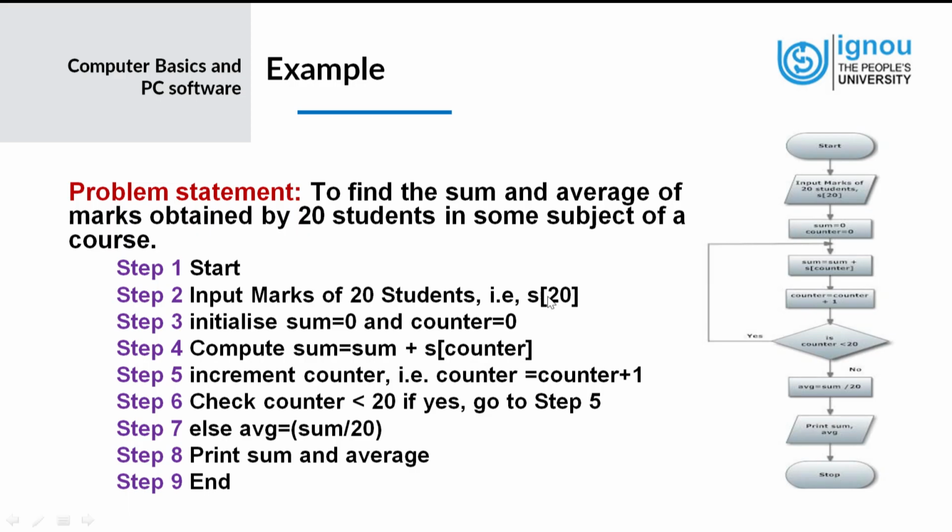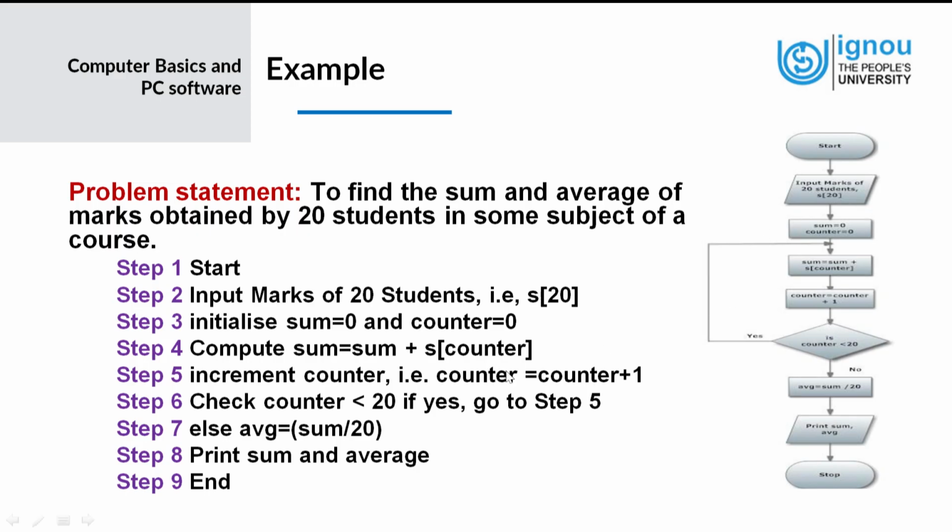That means the marks of the first student, right? That will be added to it. Then increment the counter, that is, counter becomes 1. Then we check whether counter is less than 20. If yes, go to step 5. So we simply roll back over here. We keep repeating this particular step.